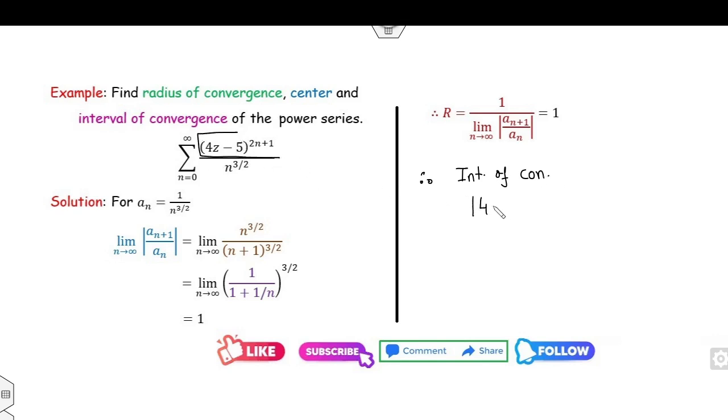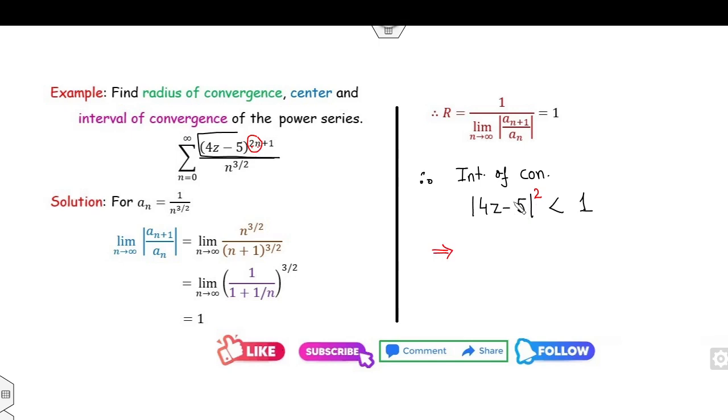Here, this is |4z minus 5| is less than 1. But you have to check it very carefully. The coefficient of n is 2, so you have to write 2 here also. Fine. Whatever the coefficient of n, you have to write the power also.